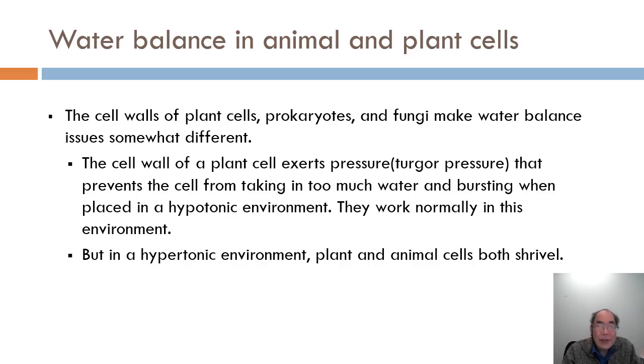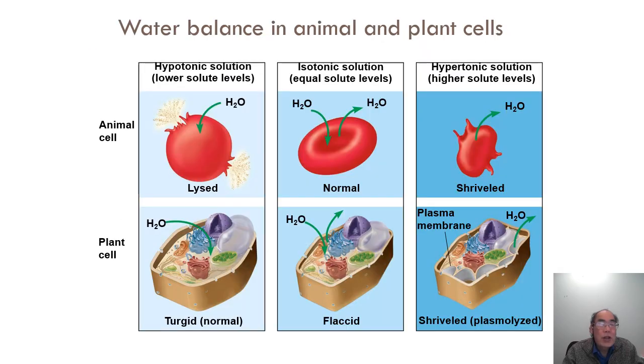Cell walls of plant cells, prokaryotes, and fungi, they have a thick cell wall, so they hold up very well in hypotonic solutions, because as water flows into the cell, instead of the cell swelling and bursting, the cell wall will protect it and prevent it from bursting because it's made up of very sturdy polysaccharides.